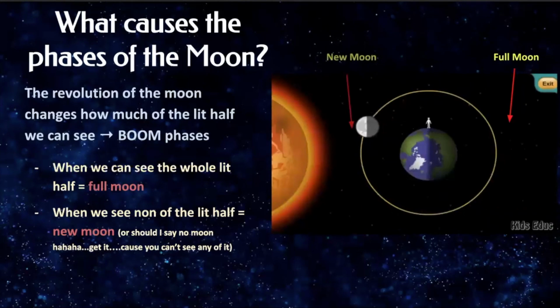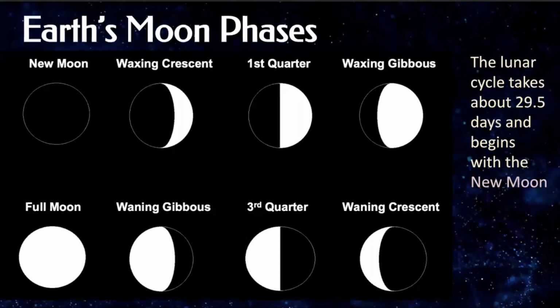Now the new moon, or the no moon, occurs when it's sun, moon, Earth. And that's when only the dark half of the moon is facing Earth. And if we can't see the part that's reflecting light, then we can't see it at all. And that's why it looks like there's no moon on those nights. So, Earth's moon's phases: the lunar cycle takes about 29.5 days and begins with the new moon.